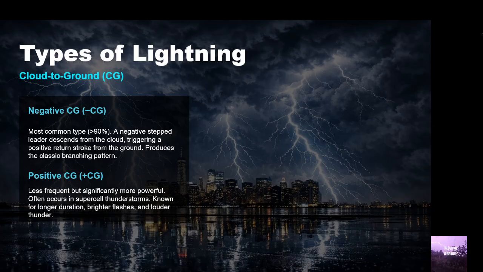Types of lightning. Cloud to ground, or CG. Negative CG, the most common type, is 90%. A negative stepped leader descends from the cloud, triggering a positive return stroke from the ground. It produces the classic branching pattern. Positive CG is less frequent but significantly more powerful, often occurring in supercell thunderstorms, known for longer duration, brighter flashes, and louder thunder.